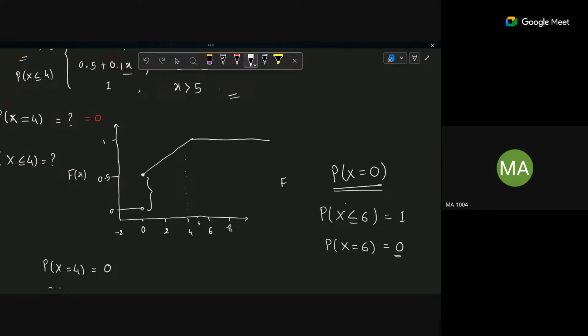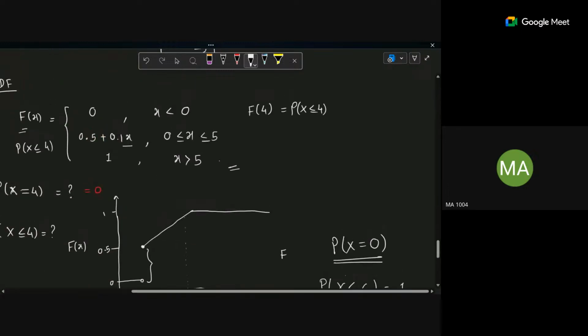Otherwise, if you want to calculate CDF, then go to your function only. That will be easier. So just be careful whether they are asking CDF or whether they are asking probability at a particular point.